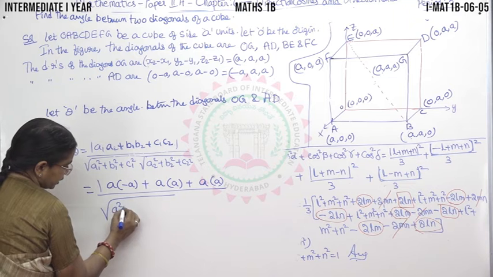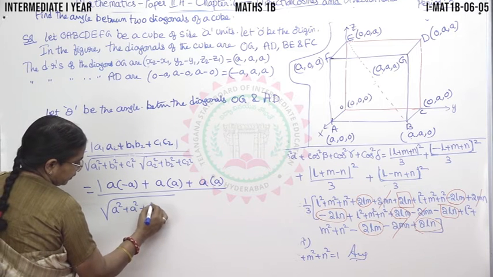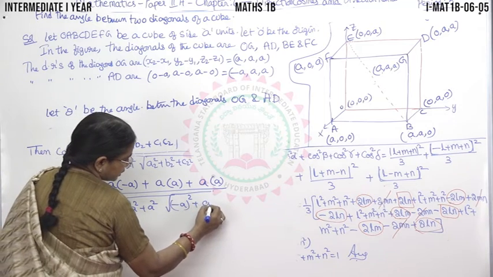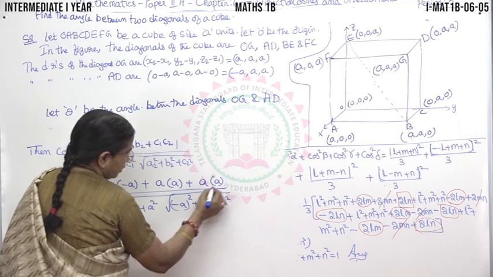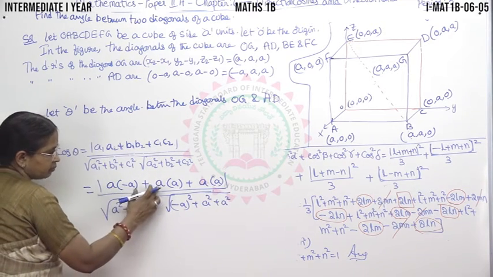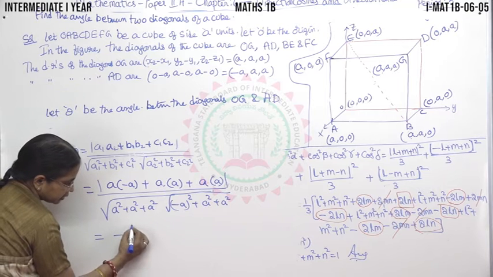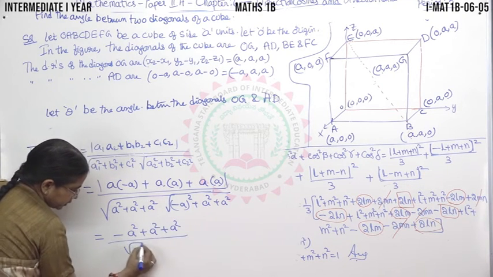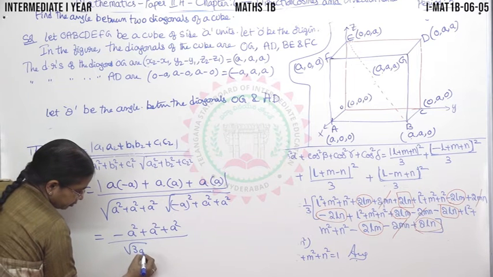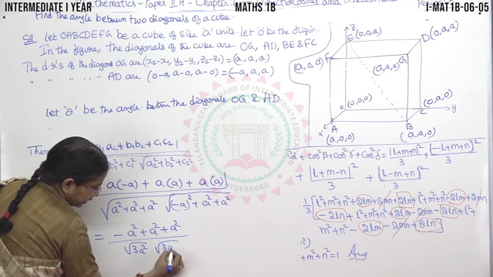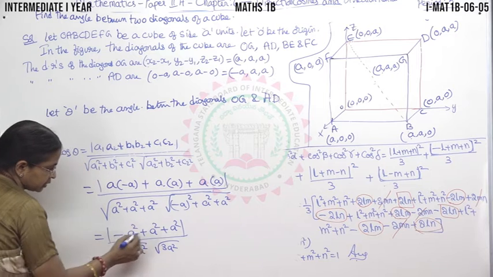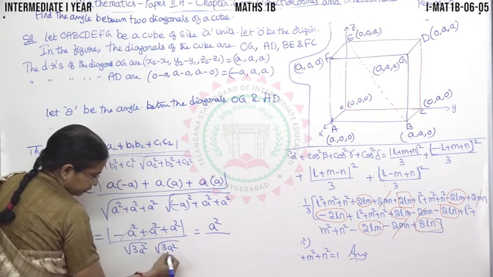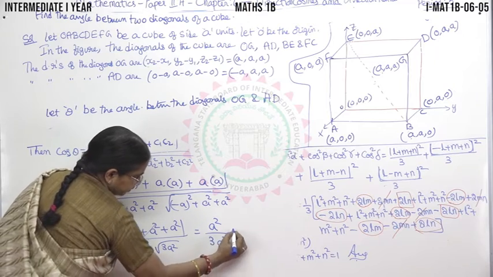A square plus A square plus A square into root of minus A whole square plus A square plus A square. So this is minus A square plus A square plus A square by, this is 3 times A square. So root of 3A square into root of again 3A square. So A square gets cancelled. So it is A square by 3A square. That is 1 by 3.